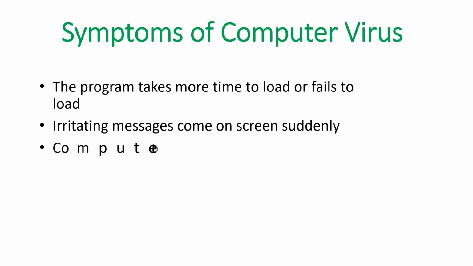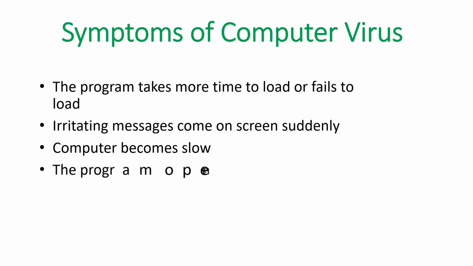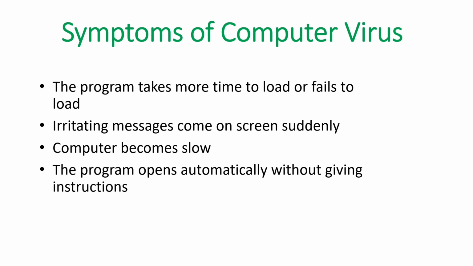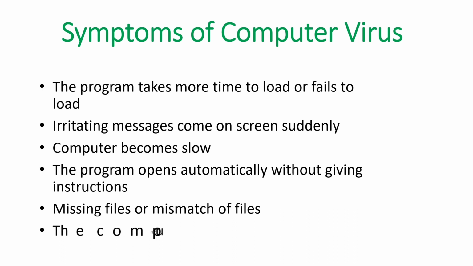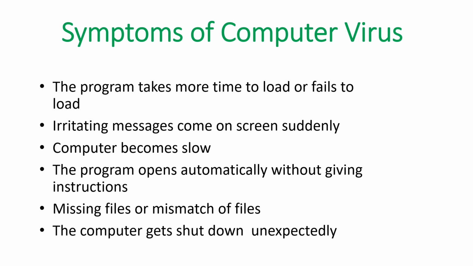And the next one is the computer becomes slow. Our computer system performance becomes slow if it is infected by a computer virus. And the next one is the program opens automatically without giving instruction. Some of the applications or programs may open automatically without instructions. Similarly, we can experience missing or mismatched files in our computer system, and the computer gets shut down unexpectedly. If we are running the computer and it shuts down suddenly, then also we should understand that our computer system is affected by the computer virus.